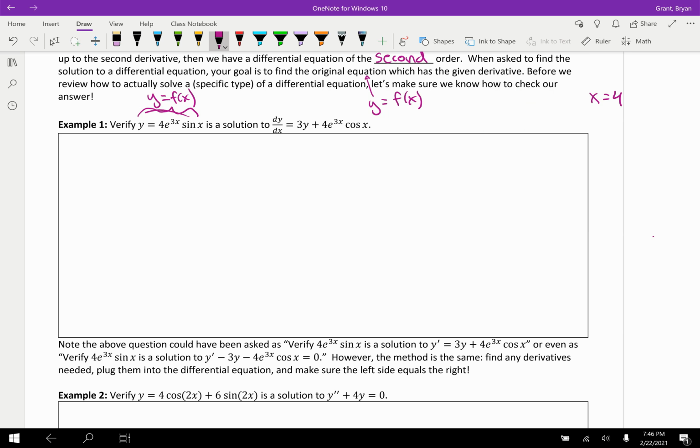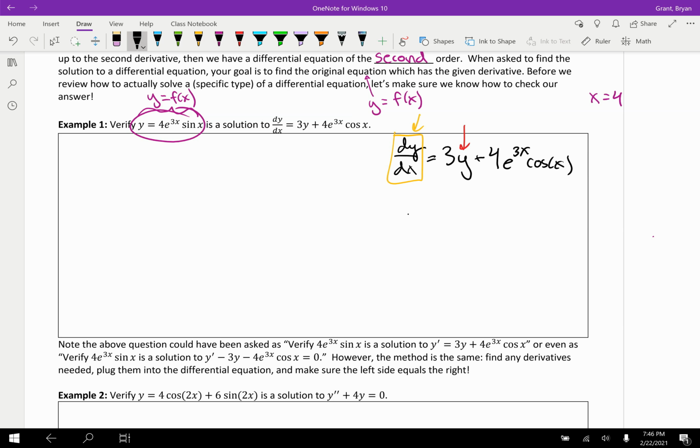So to verify that this guy is a solution to this differential equation, I'm going to start with the differential equation. I'm going to go ahead and put this guy over here. So dy dx equals 3y plus 4e 3x cosine of x. And we're going to start doing some replacements. Most commonly, what you guys are going to do today is you're going to replace anything that has a y in it to be in terms of x. So I see two different y's here. I see a y that's over here, and I see a y buried in this dy dx. So we need to replace each of those with our solution.